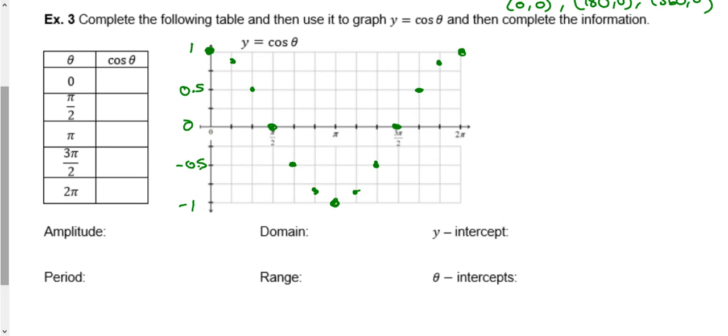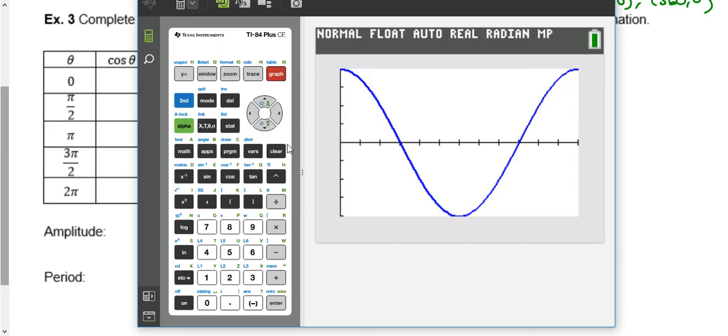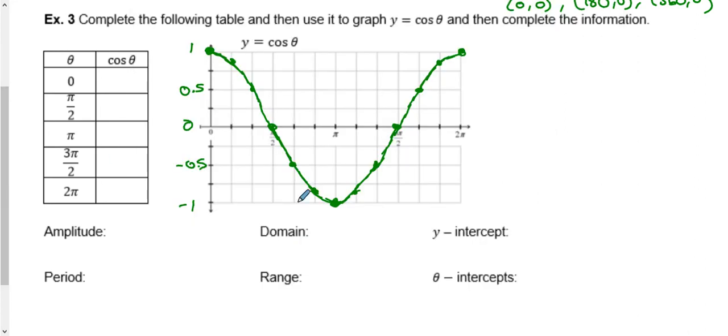And so our graph, again, is going to look like this. And there we go. That's our cosine curve. And it does match up to our graphing calculator right here. Let's fill in some of these characteristics here.